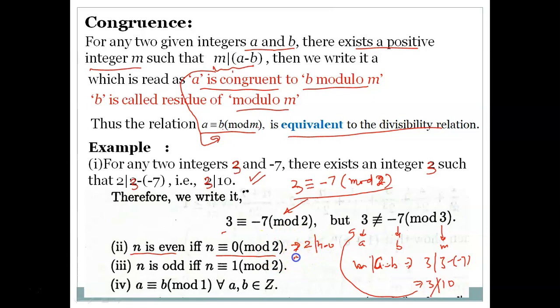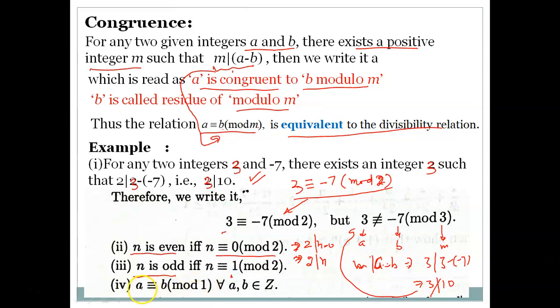Equivalent mathematical way of writing this: if 2 is dividing some number completely, then definitely that number has to be an even number. Similarly, for the odd number, the remainder must be 1, so you can write 2 divides n minus 1, and 1 divides every number.